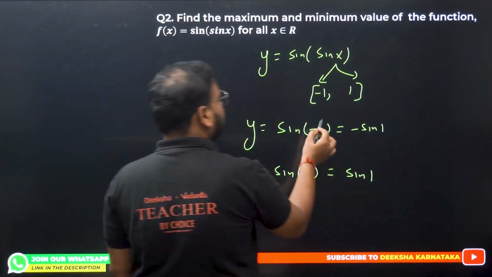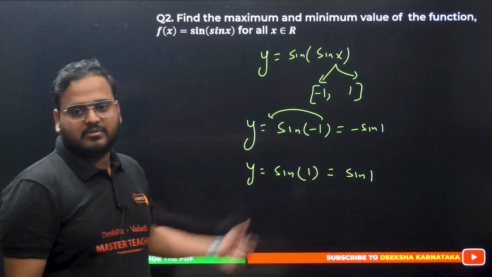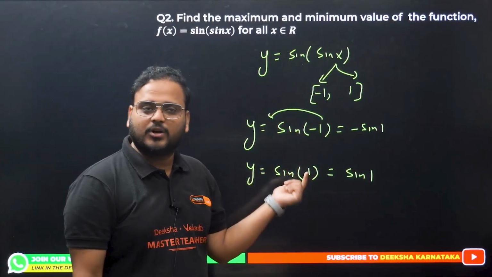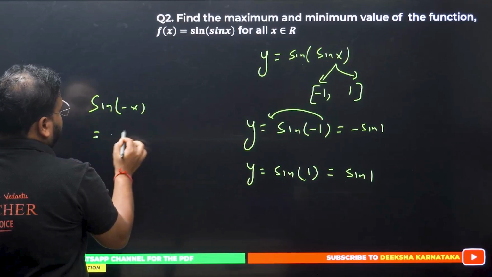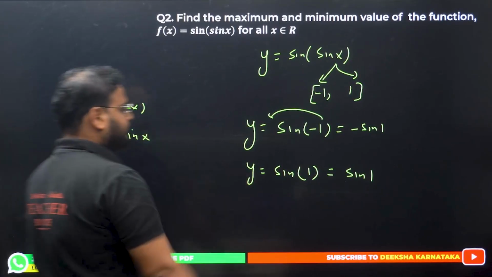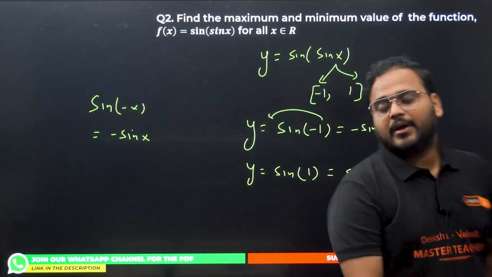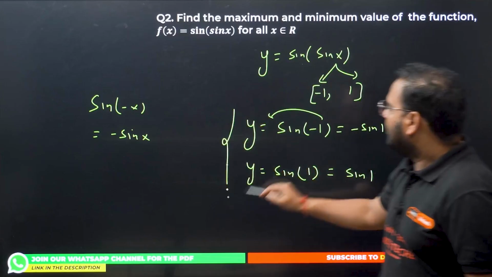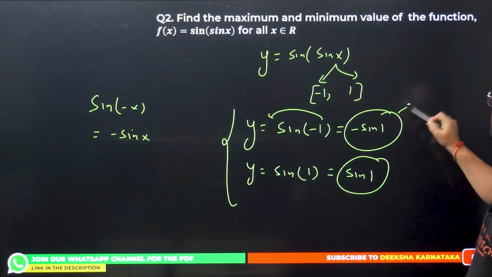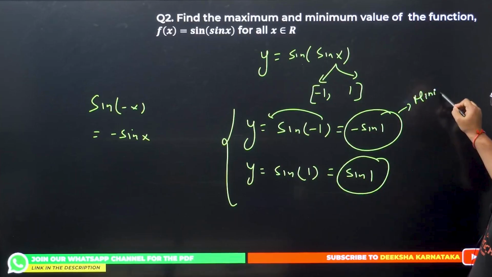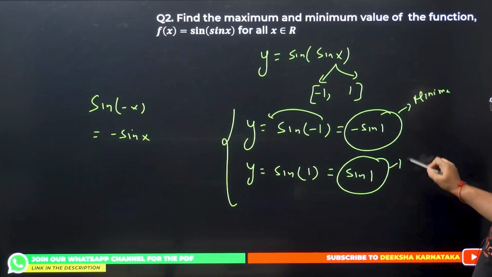We know that this minus sign will come out, right? Sine of minus x is what? Sine of minus x is minus sine x. Right? It's an odd function. So you can see clearly over here, this is my minima value and this is my maxima value.